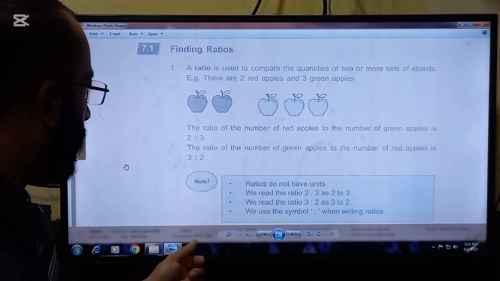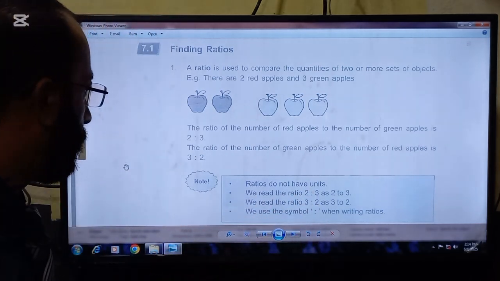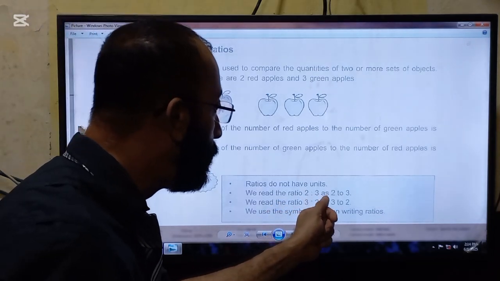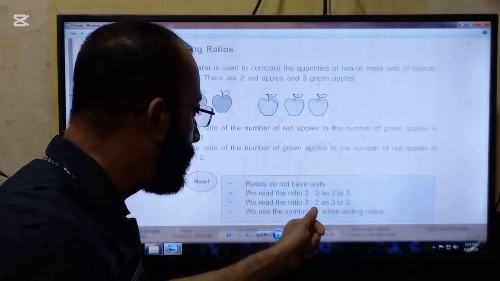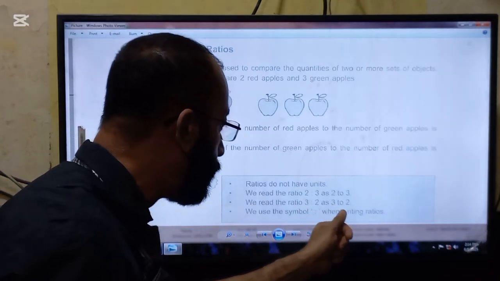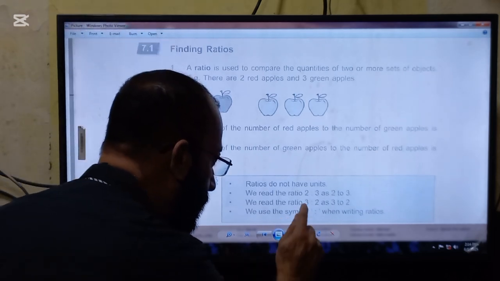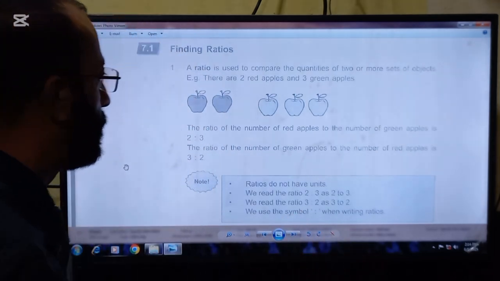Some more points are there. Ratios do not have units. We read the ratio 2:3 as 2 to 3. We read the ratio 3:2 as 3 to 2. This double dot symbol is the ratio symbol.